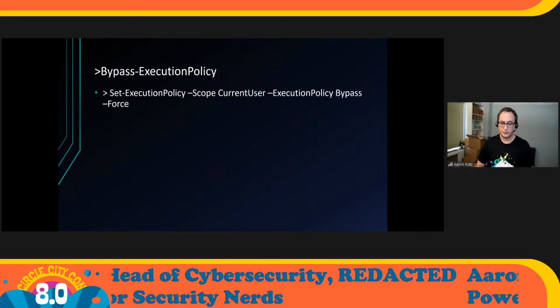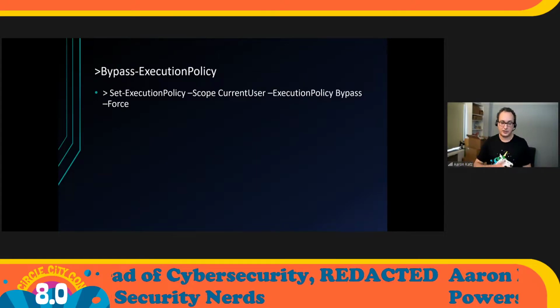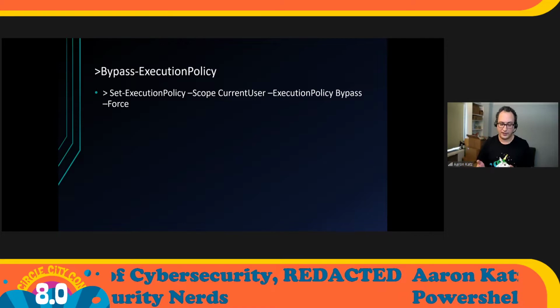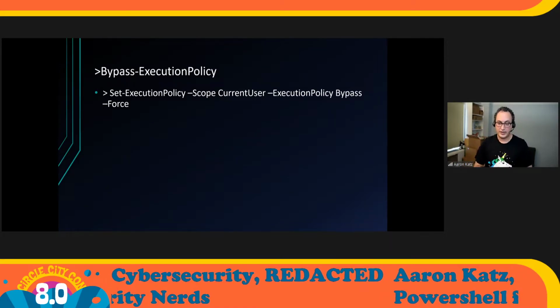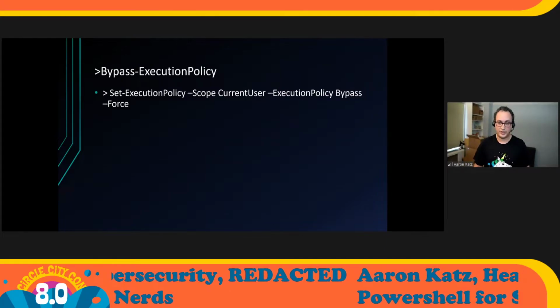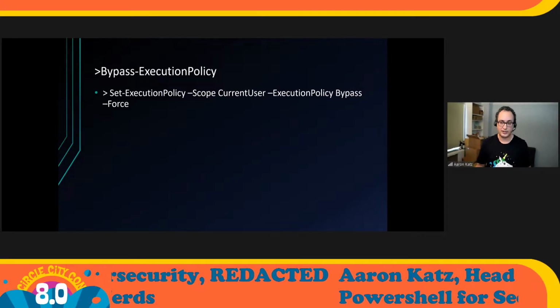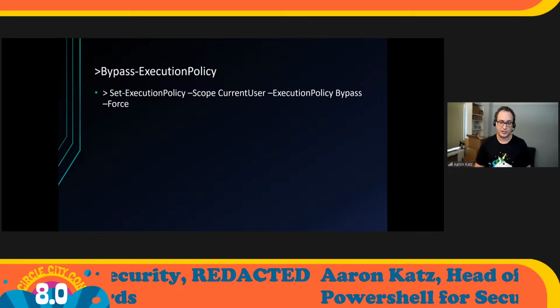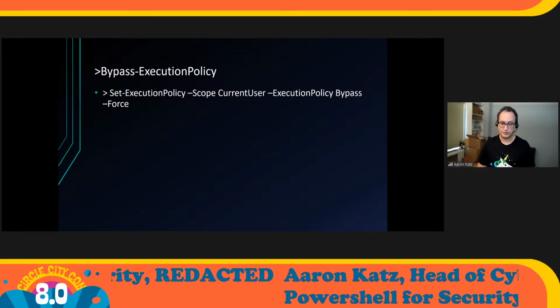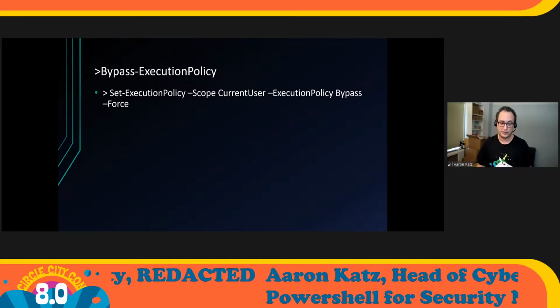So let's talk about how an attacker is going to bypass your execution policy. So this is the first command that can be run, pretty basic. It says, all right, I'm not an admin. I don't have permission to change the execution policy for every user. I'm just going to change the scope to the current user. And I'm going to set my execution policy and force it. Odds are that's going to work.